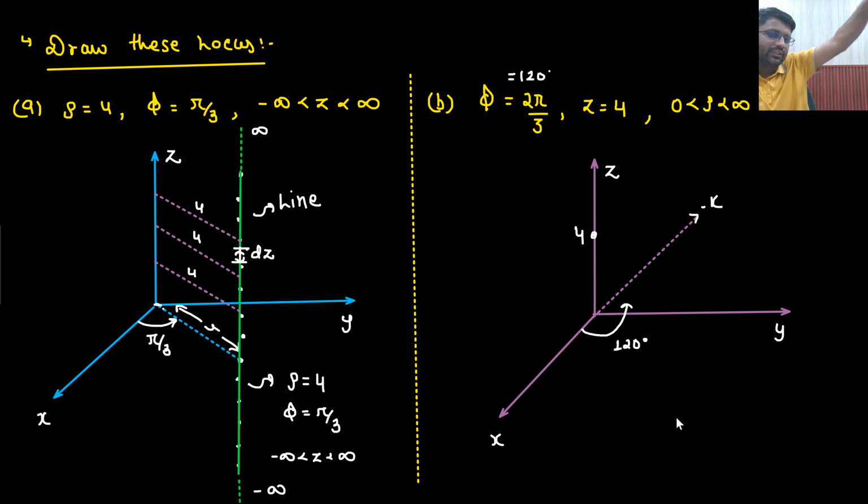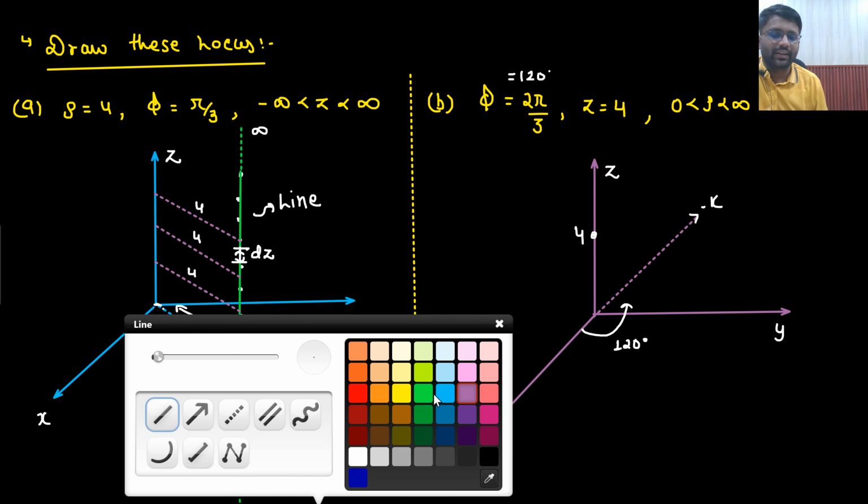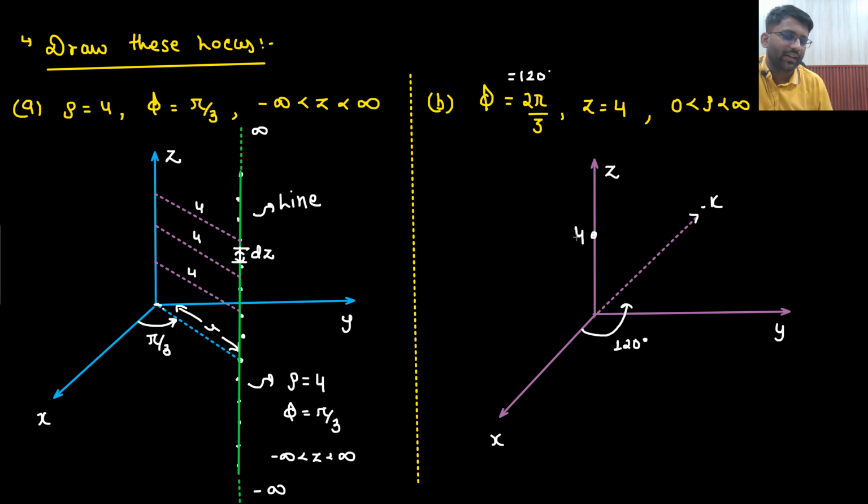But the value of rho is varying. What is rho? Rho is the radial distance. So the radial distance is varying. That means basically at z equals to 4, rho will be varying in this manner. Are you able to understand this point? So this will be the equation of a line. Again, it will be a line only, but this kind of line you will be getting. Rho is varying from 0 to infinity. Are you able to understand this point?